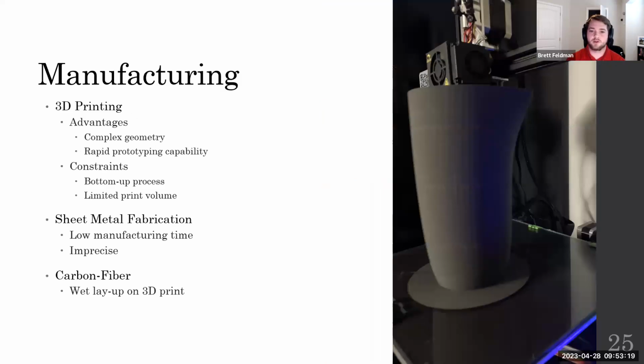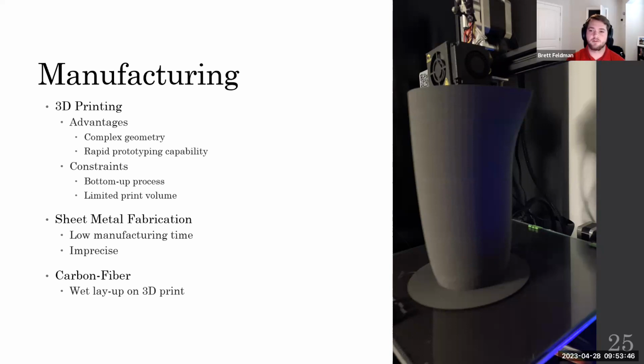Moving on to manufacturing, most of our airplane was manufactured using 3D printing with our lightweight PLA material. The advantages to this are the complex geometries that are available, basically making anything that you can come up with in CAD, as well as the rapid prototyping, where it just takes a couple hours to print rather than a couple days to machine or manufacture otherwise.